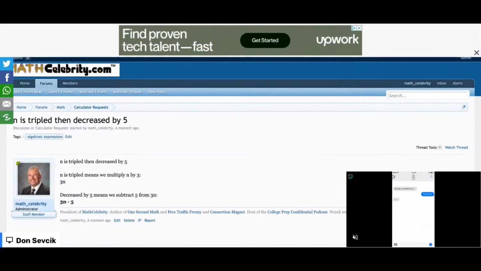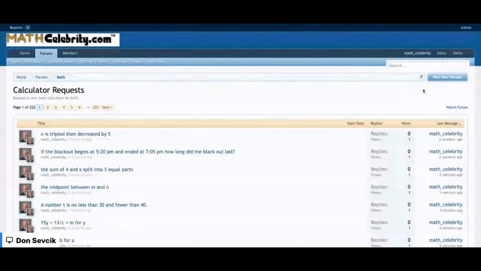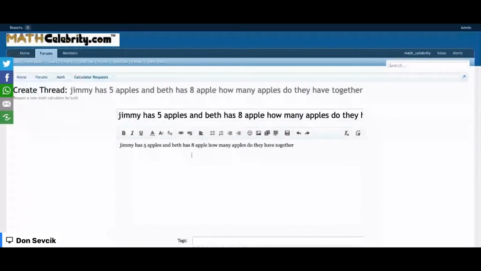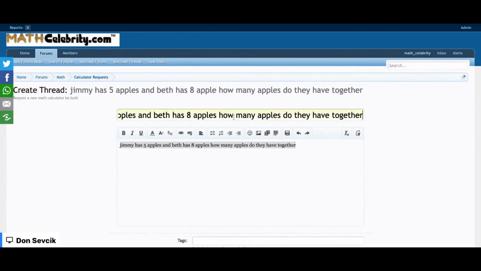Oh, yeah. This is for all you folks in basic math. And then we get some younger kids and parents that use this site as well. So this is for you. Jimmy has 5 apples and Beth has 8 apples. Let me fix that. How many apples do they have together?